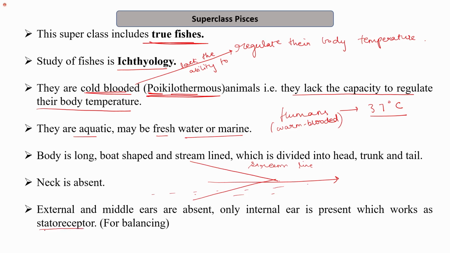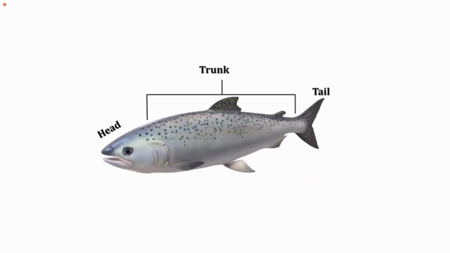So what do we mean by statoreceptors? Receptors which are there for maintaining the equilibrium of the body, that is, for balancing. So only the internal ear is present; however, external and middle ear are absent. As I mentioned, their body is divided into three parts. The first one is the head, the second one is the trunk, the third one is the tail.